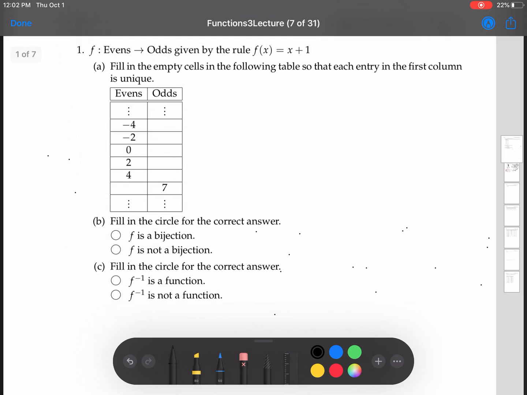All right, so we'll start by filling out the table. -4 plus 1 is -3, -2 plus 1 is -1, 0 plus 1 we got 1. 2 plus 1 is 3, 4 plus 1 is 5. 6 plus 1, that is a 6. Yes, 6 plus 1 is 7.